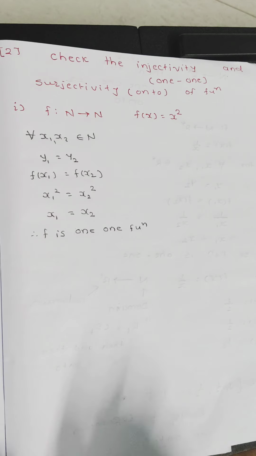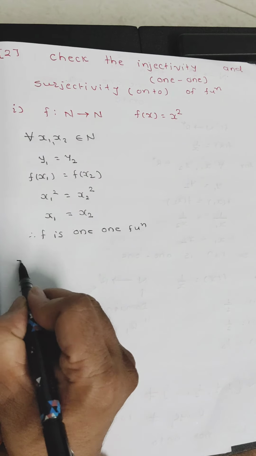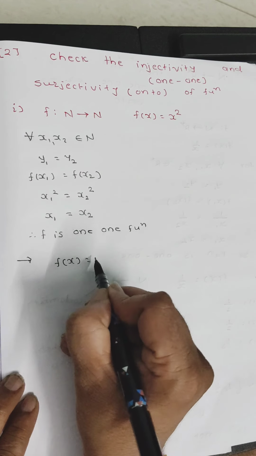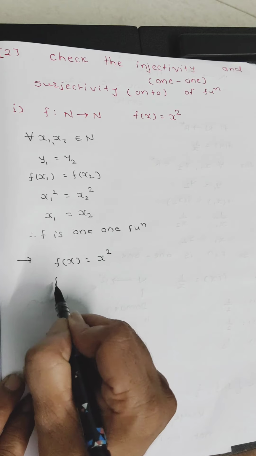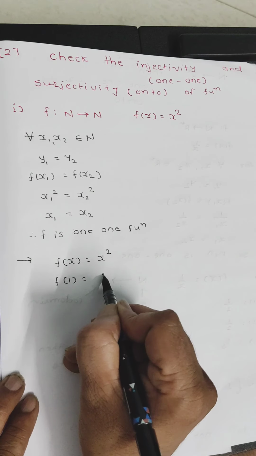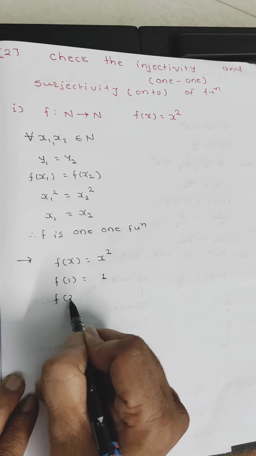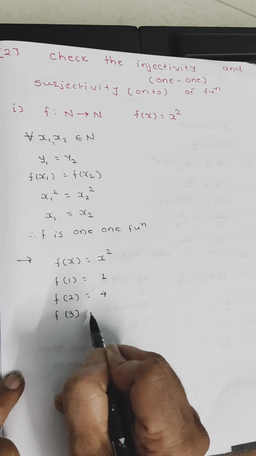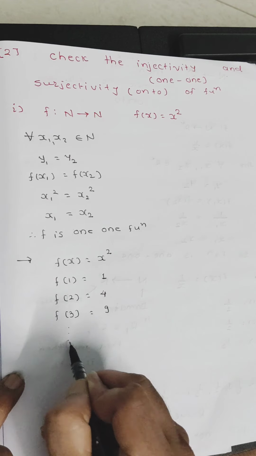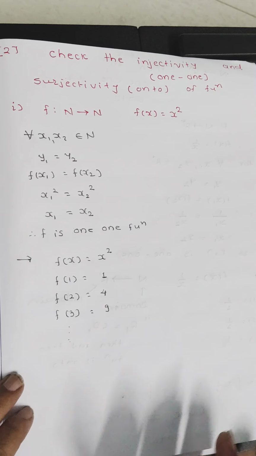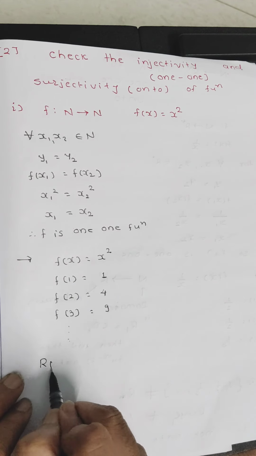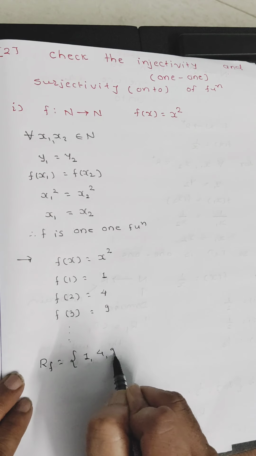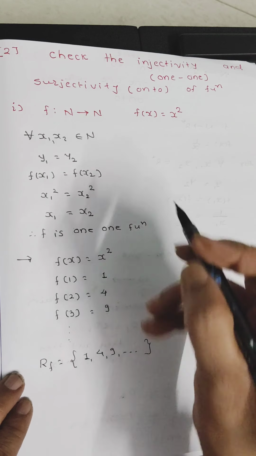Now if I find out the range, f(x) is equal to x square. So f of 1, that is 1. F of 2, that is 4. F of 3, that is 9, and so on. So the range of the function is 1, 4, 9, and so on.